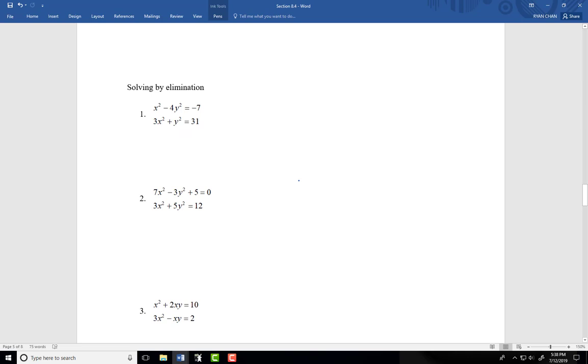So how do I know I can do this by elimination? If you notice, I have x squares and y squares, so I can try to get rid of one of them. Think of it just like a regular 2 by 2, only this time we have x squares and y squares. I can clearly see I can't do substitution because if I wanted to get y by itself, I have to take the square root, and that's going to be kind of tedious. That's why it's easier for us to do elimination. So what I want to do is eliminate y.